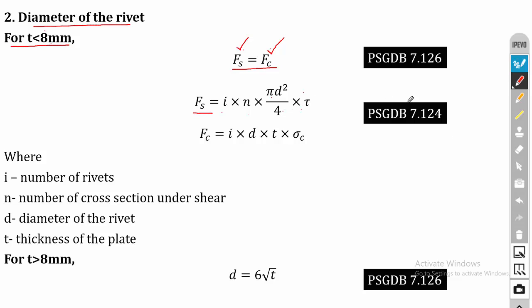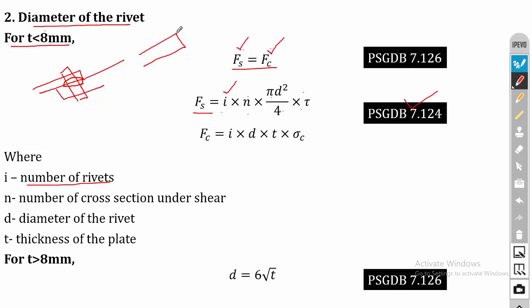So this equation is there in the data book page number 7.124. Okay, so you can refer that. So here I is the number of rivets and N is the number of cross sections under shear. For example, if it is a lap joint, then this is your rivet. So if this is your rivet, then this region alone is subjected to shear stress. So in case of a lap joint, the number of cross sections under shear is 1.